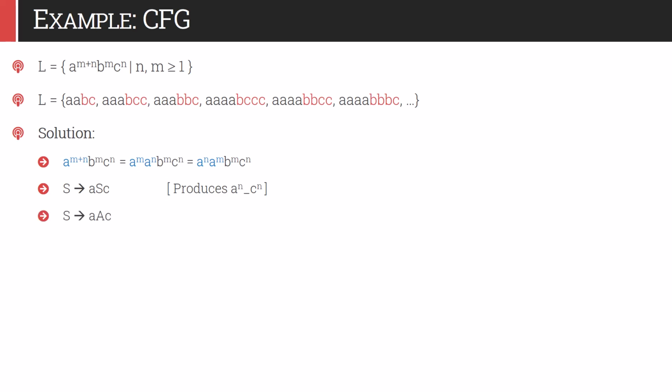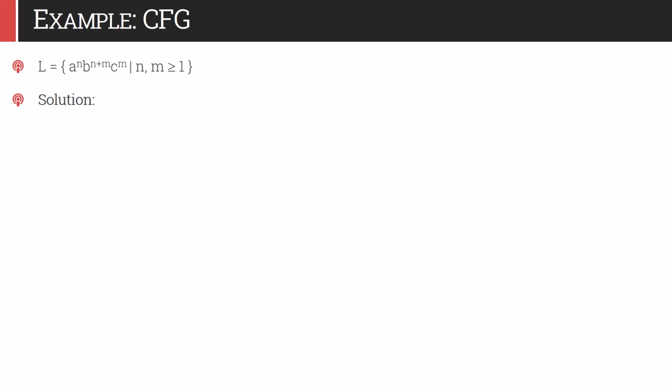So whenever we want to terminate, we will replace it by another variable. So S gives a, capital A, small c. And then using capital A, we will generate a power m, b power m. So that is small a, capital A, small b, or ab. So this production ensures that always we will have an equal number of a and equal number of b in the string.